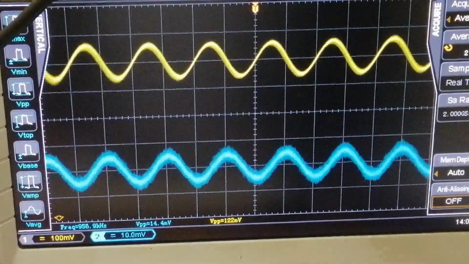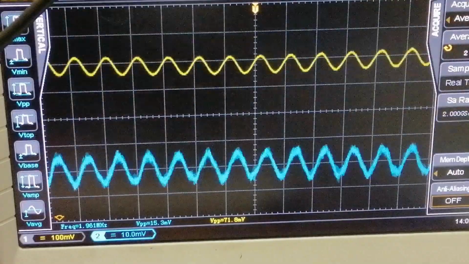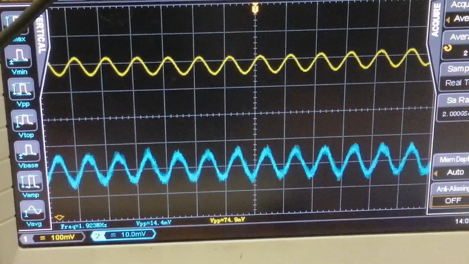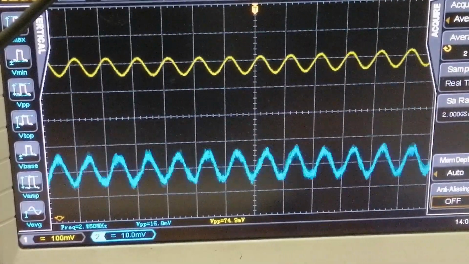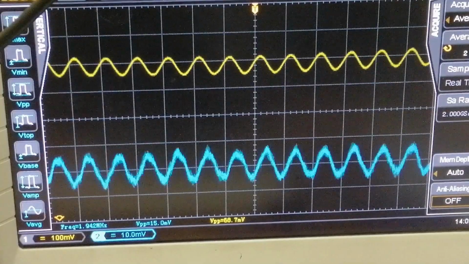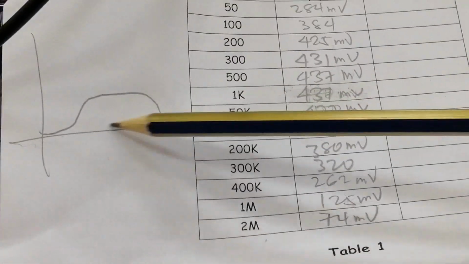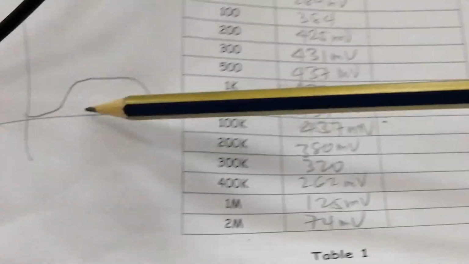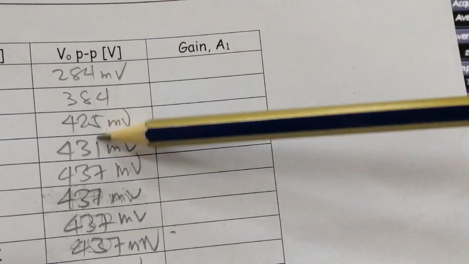At 2 mega, let's go to 2 mega here. What will be our value? 2 megahertz. Look at what happens: 74 only. This is the output. If you plot these values, the waveform will appear like this, right? I'm going to show you how to simulate it in PSpice in the next short video, and how to identify the values. So this is our result.